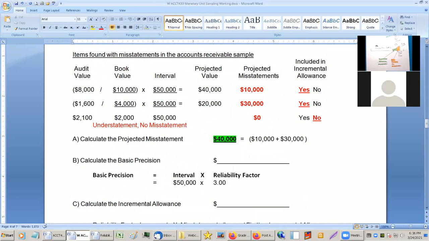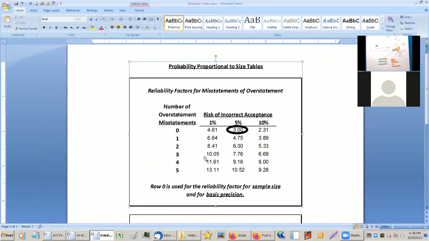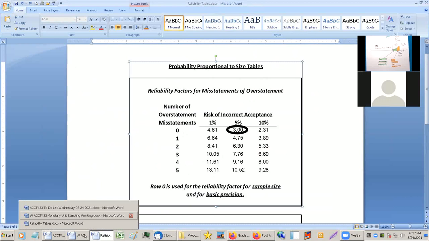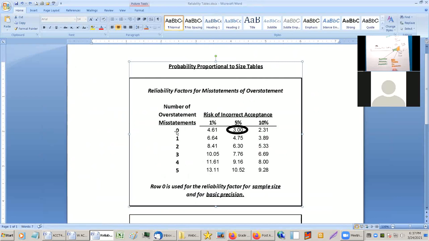Can you go back to that table real quick? So we're not supposed to use the number of misstatements. I got confused here. I thought we were supposed to, it's a number of misstatements. We will use those, but not when you're doing basic precision. Exactly. The basic precision is for no misstatements, and that's why it's zero. That's right. But we are going to do something with the misstatements.